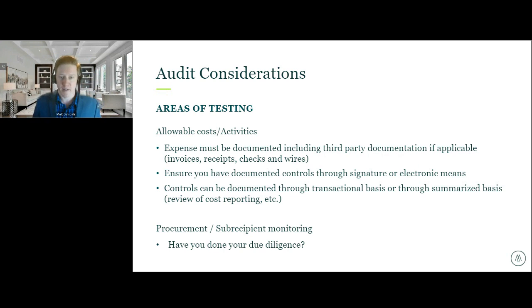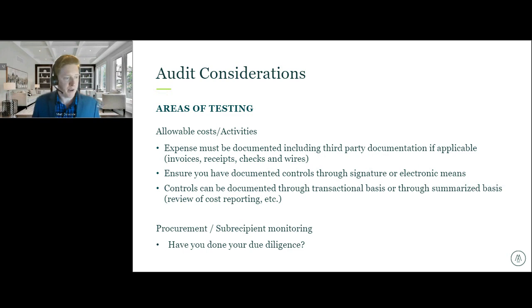You can also look at controls on a summarized basis as well. So maybe you have a review of a budget to actual that a program officer does on a monthly basis or a weekly basis. If that is documented, that may be a good control to say, hey, look, we look at all the costs that were incurred over this week or this month, and they all appear consistent with my expectations, they're all approved. That's a good control as well. So it doesn't necessarily need to be on a transaction by transaction basis.